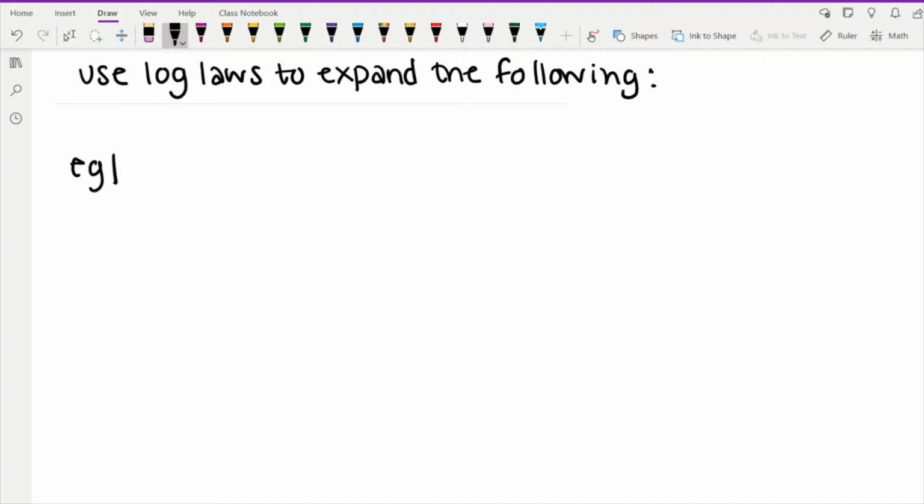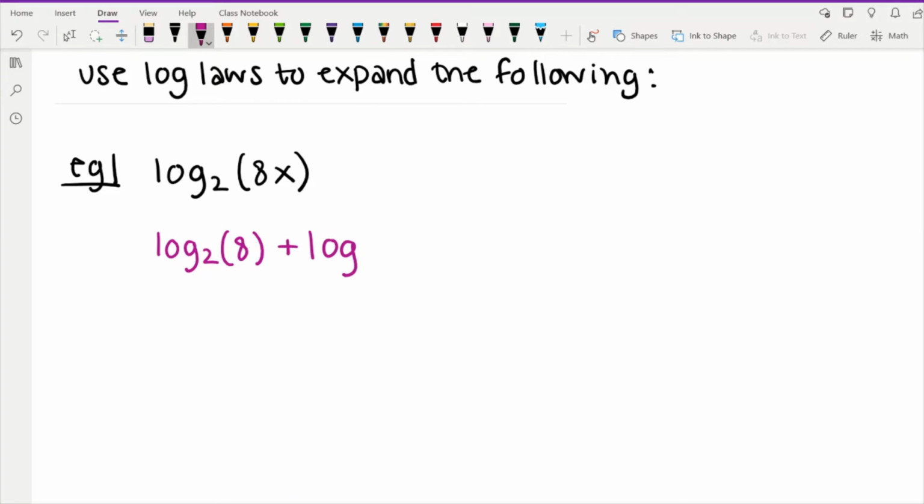So first example, let's look at log base 2 of 8 times x. How can we break this down using logarithm rules? Well, we can use that first rule. We can rewrite this as log base 2 of 8 plus log base 2 of x. In this case, log base 2 of 8 is actually a number. Log base 2 of 8 is 3. And so we can rewrite this as 3 plus log base 2 of x.